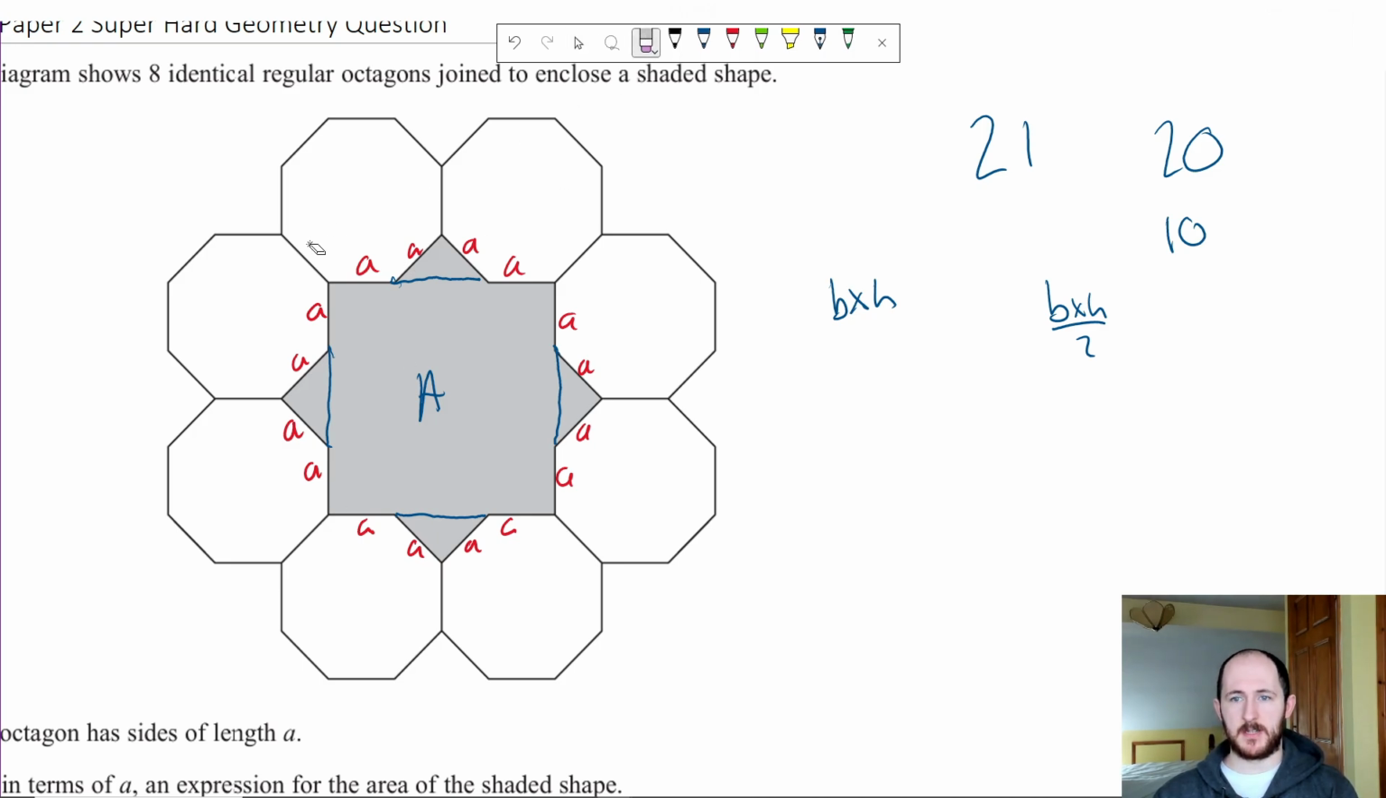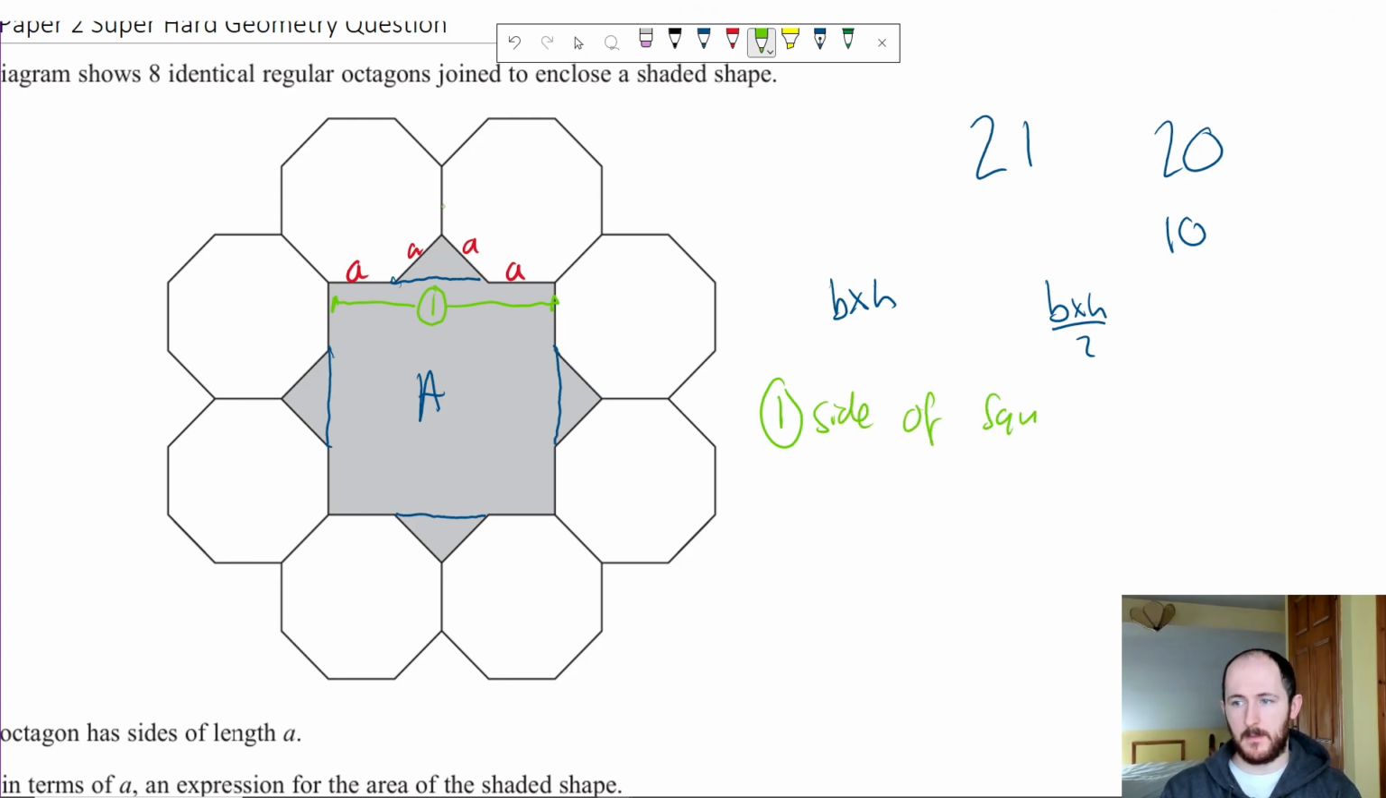So now what I'm going to do is get rid of some of this to clear it up, and I'm going to say this. All I need to do is work out, let's call this number 1. We need to work out the side of the square and then square it to get the area. And the second thing we need to work out is the area of one triangle, and we're going to times it by 4.